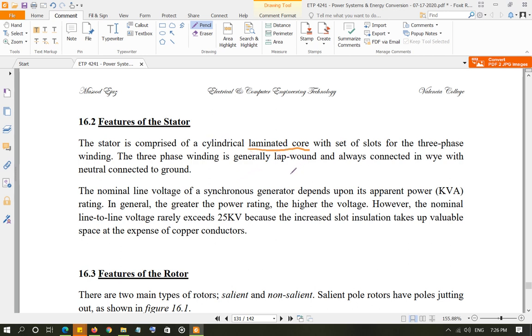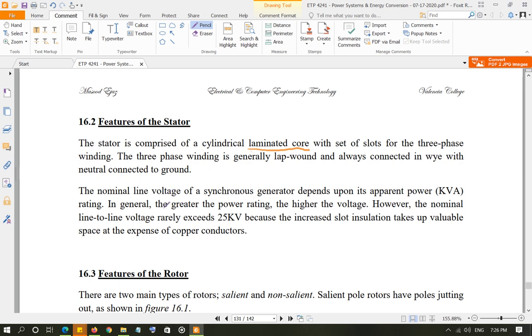You have slots, and your armature windings are in those slots where the voltage is induced. And remember, the 3-phase windings are insulated from each other. They do not have any physical connection with each other. Each phase will have voltage induced, and that voltage is going to be 120 degrees apart from the other phases. The 3-phase winding is always connected in Y, and then the neutral is connected to the ground.